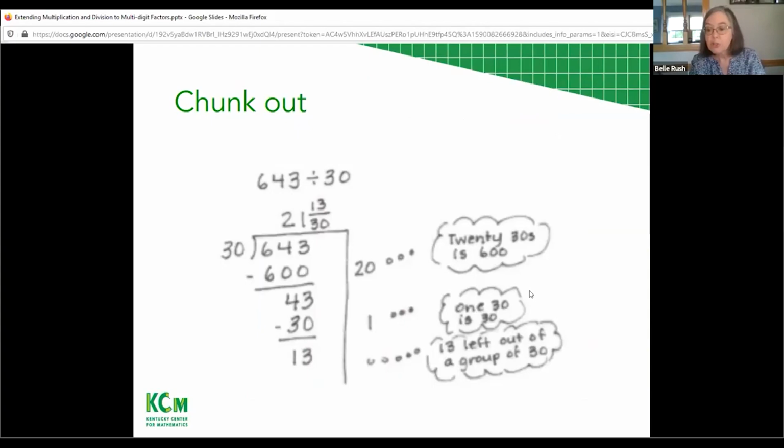I chunk out. This game is where this strategy. You don't want to teach a strategy, but you want your kids to come up with these strategies. So if they have 643 divided by 30, they're going to take out chunks of 30. So maybe they might think, well, I know that 30 times 20 is 600, so I could take out that big chunk. So they start taking out chunks, and then they end up adding up the chunks that they took out to find their answer.